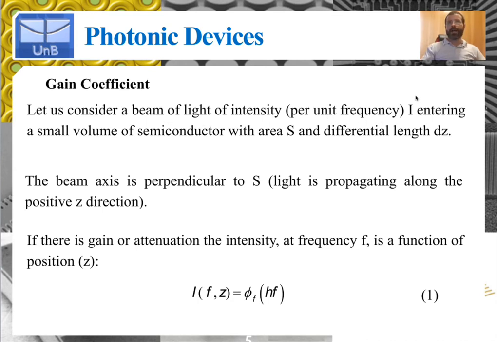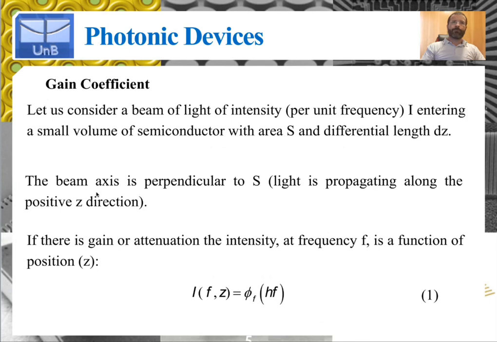In order to derive the expression for the gain coefficient, let's consider a beam of light of intensity I impinging on a small volume of semiconductor which has a cross-sectional area S and a differential length dz. Here we're talking about intensity per unit frequency, but in general intensity I is power per unit area. If you divide the total power of a beam that crosses a given cross-section by that cross-sectional area, you have intensity. That's the definition of intensity with respect to light.